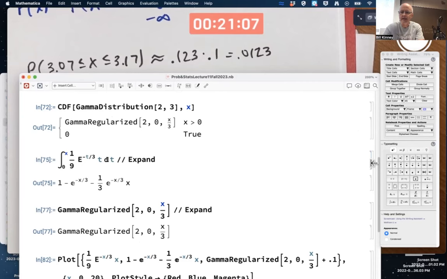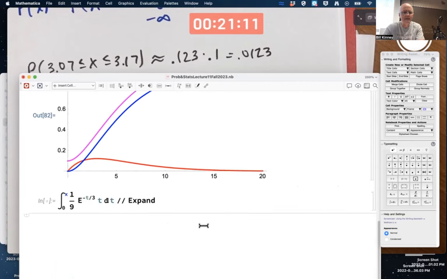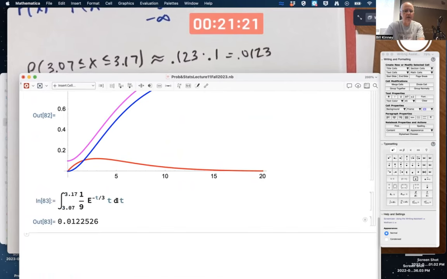Let me copy and paste this integral here. What's a more precise value? Well, have Mathematica do it. 3.07 to, say, 3.17 like this. I don't need the expand anymore because I'm doing a numerical integral. 0.0123 if you round it to the same number of decimal places. It worked. So the integral is giving you the exact probability for that exact distribution.